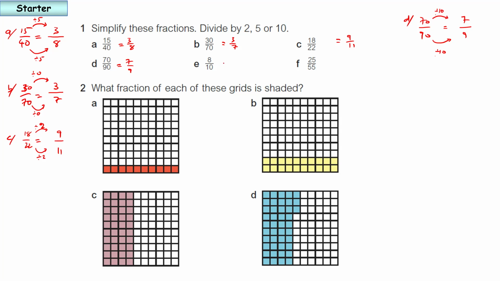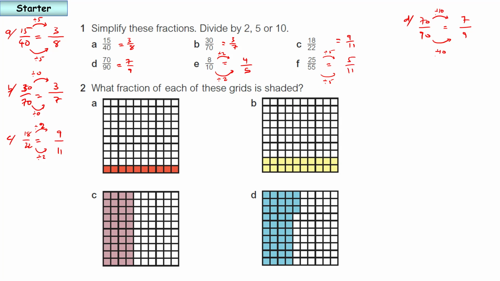8 out of 10. Let's see if I can put my workings here. 8 and 10 are both divisible by 2. 8 divided by 2 is 4, and 10 divided by 2 is 5. And the last one, 25 divided by 55. What goes into the numerator and denominator? That would be 5. 25 divided by 5 is 5, and 55 divided by 5 is 11.